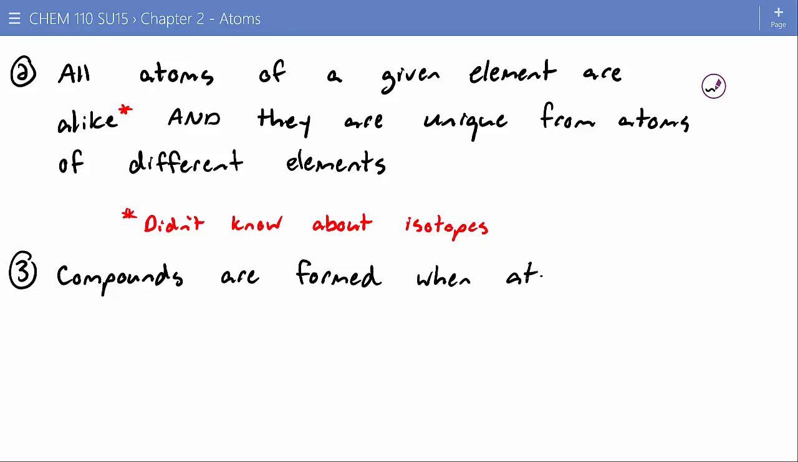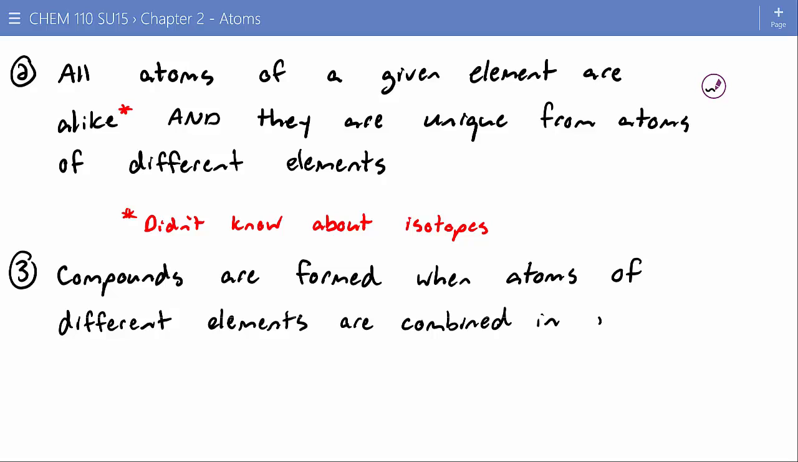When atoms of different elements are combined in a fixed ratio. So this was his attempt to explain the law of defined proportions, that summary of observations, and he said that, well, that's because water, for example, is always H2O. It's never going to be H3O. So you need two hydrogen atoms to bond to one oxygen atom to create water.